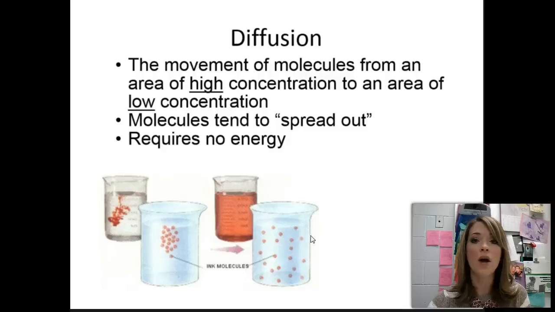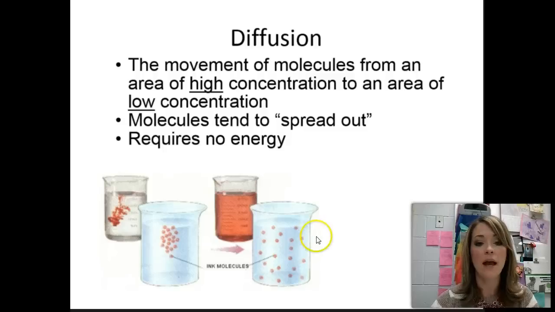Again, this requires no energy on the part of the cell when it happens in a cell, because the particles are moving and spreading out. So you can see here where they've put red food coloring in some water, and at first it's highly concentrated here in the center, low concentration out to the side, but over time, as those particles move around, they spread out until they reach an equilibrium, which is where they're equal throughout, and you have the entire water being colored red instead of just one area of the water. So that's an example of diffusion.